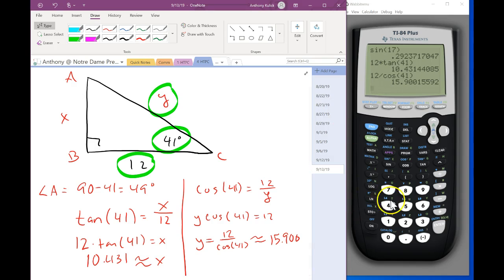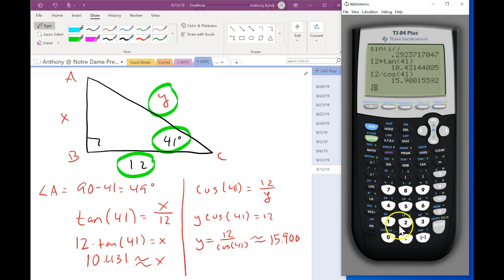Just to illustrate the difference, if I tried to use the Pythagorean theorem for this, and I did 12 squared plus 10.431 squared, I get that. Now, if we're rounding to one decimal place, it didn't make much of a difference. If you're trying to land on the moon, probably an issue. Okay, so there is a small difference.